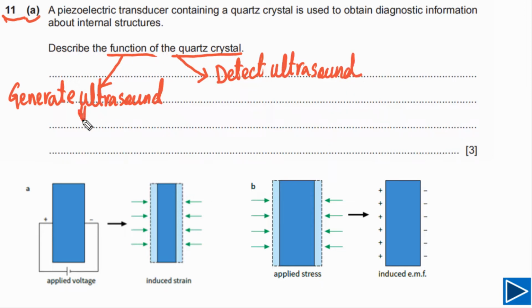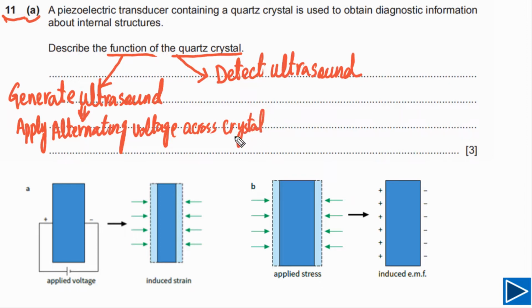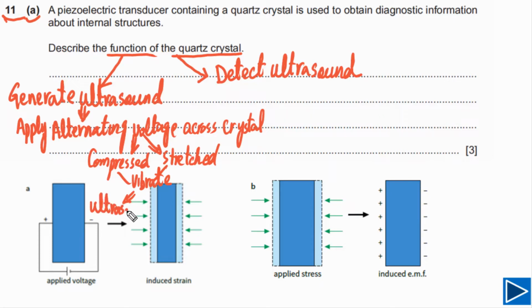How can it generate ultrasound waves? In order to generate ultrasound waves from quartz crystal, we have to apply alternating voltage across the crystal. If we apply alternating voltage across the crystal, the crystal will be compressed and stretched. By compression and by stretching, vibrations will be produced, meaning the crystal will simply vibrate. When the crystal vibrates, ultrasound waves will be produced. So this is how we can generate ultrasound waves using quartz crystal.